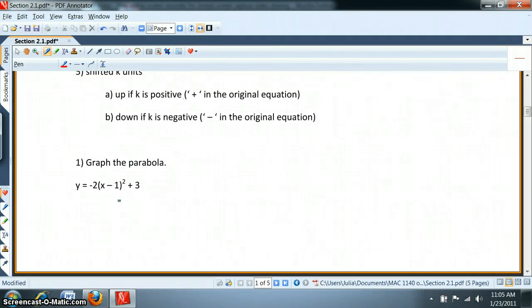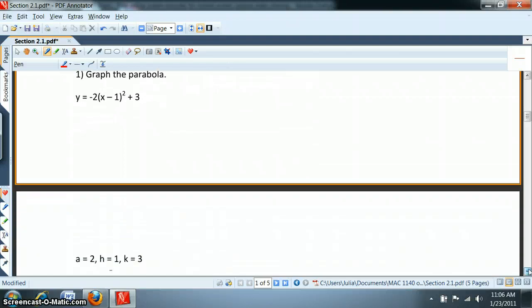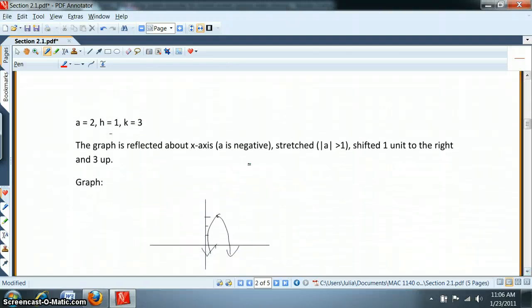So let us take a look at the first example: y equals negative 2 times (x minus 1) squared plus 3. Can we figure out all the necessary components to sketch a quick graph? And yes, we can. So let us take a look on the next page. So we know a was negative 2, but we're going to need it to be 2, h is 1, and k equals 3.